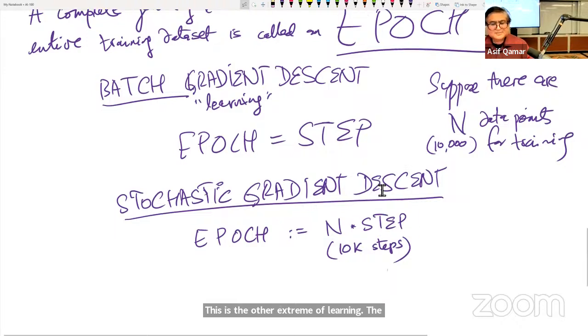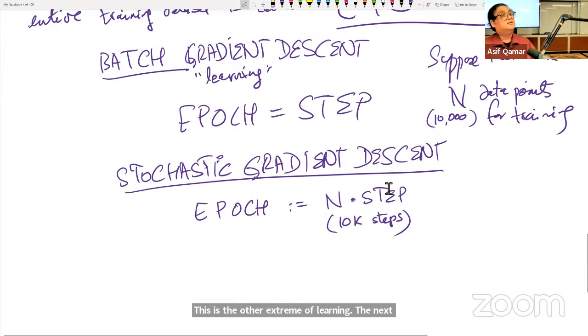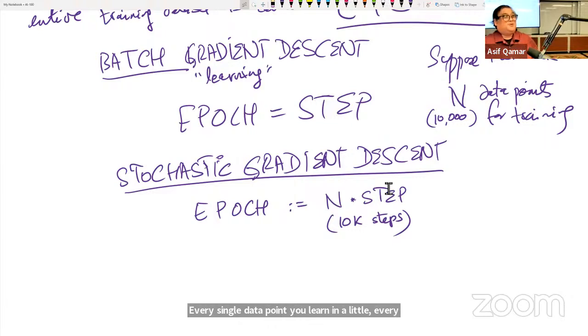So it's always like getting only one data point? Come again? It's like taking always only one data point? In stochastic gradient descent, if you take this approach, you learn little by little. Every single data point you learn a little. Now, guys, I'll take the questions, but first I'll pose a question to you.